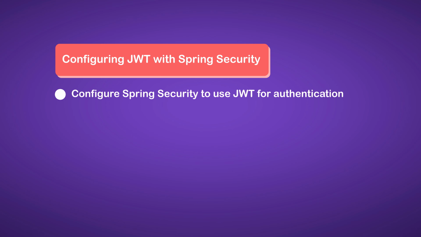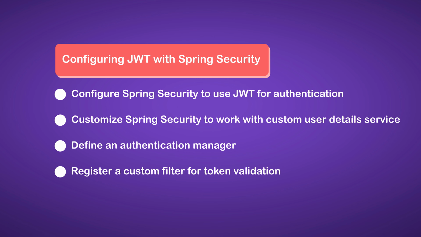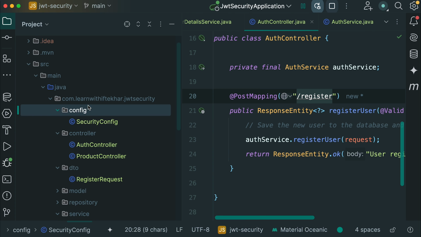Now we need to configure Spring Security to use JWT for authentication. We will customize Spring Security to use our custom user details service, define an authentication manager, and register a custom filter that will check and validate tokens. Let's open the security config class again.